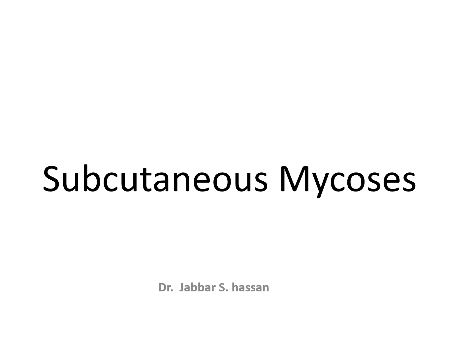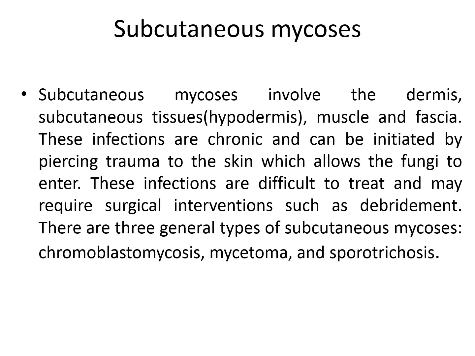Today I'm going to talk about subcutaneous mycosis. As we know, subcutaneous mycosis can involve the dermis, subcutaneous tissue, hypodermis, muscles, and fascia. It is usually initiated by piercing of the skin, trauma, or skin abrasion, which allows the causative agent to be introduced into the subcutaneous tissue.